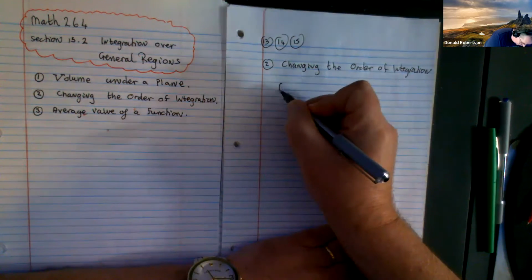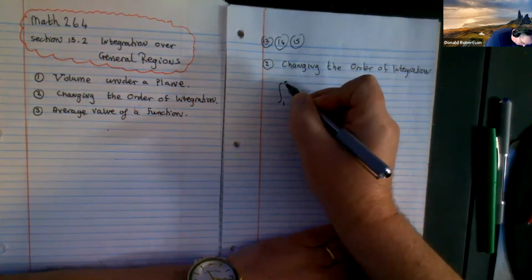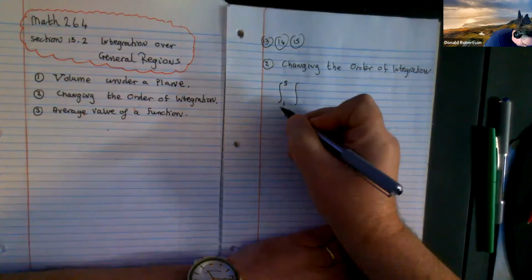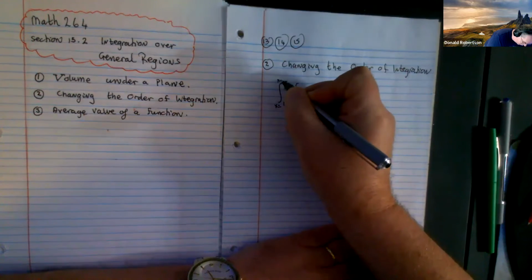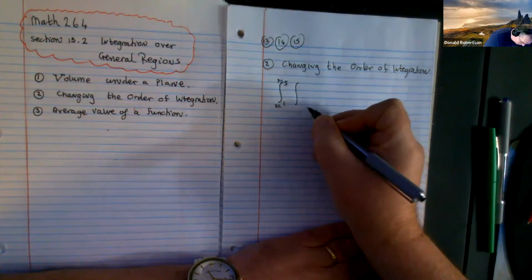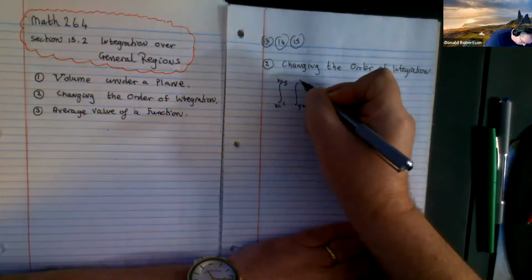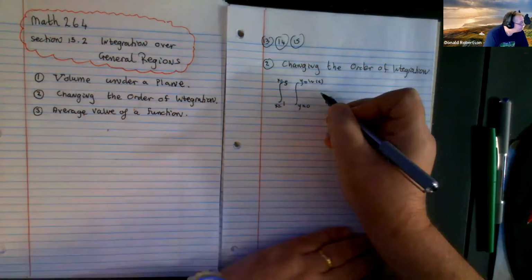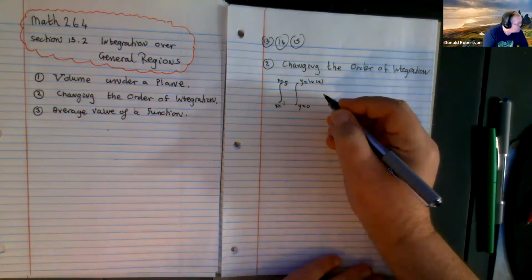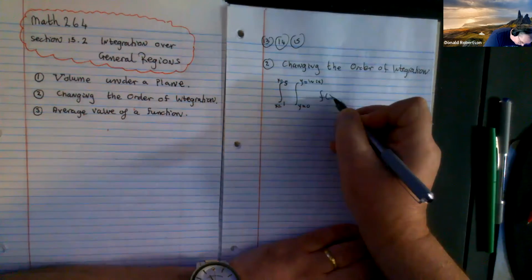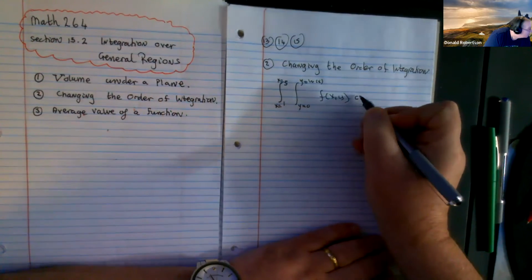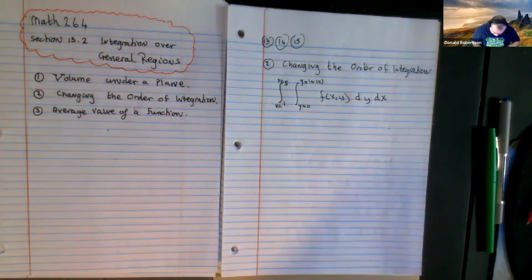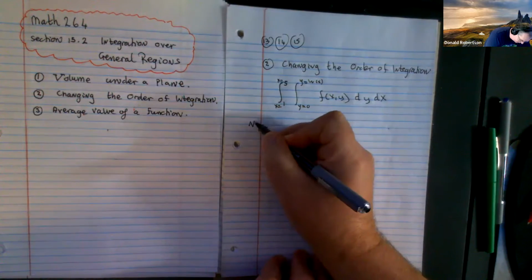Imagine that you've been given the integral from x equals 1 to x equals 5, and the integral from y equals 0 to y equals log x, of the function f of x y. So they're not even telling you what the function is. They want you to reverse the order. You're not allowed to do this.